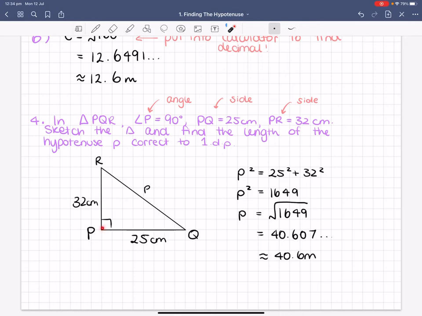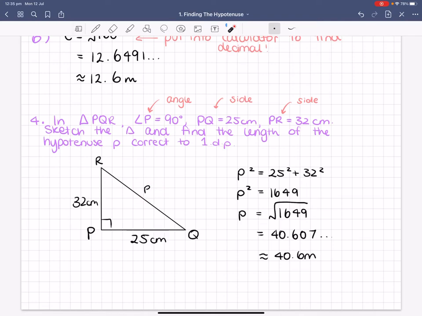Because it's triangle PQR, we want to sketch it in the way that it says PQR, all right? I could have put Q up here as well, doesn't matter, just as long as it's in the order P, Q, and R, okay? So we've got PQ equals 25 centimetres. That's this side here, PQ, 25 centimetres, and PR, that's this side, equals 32.